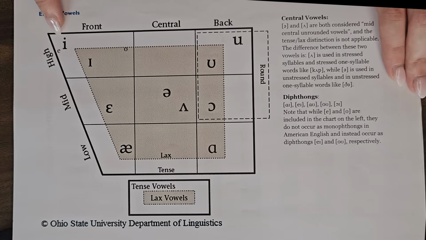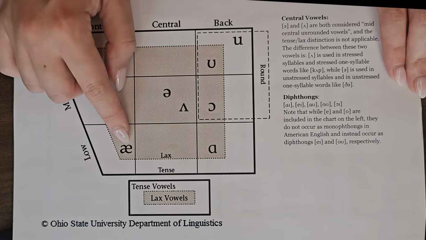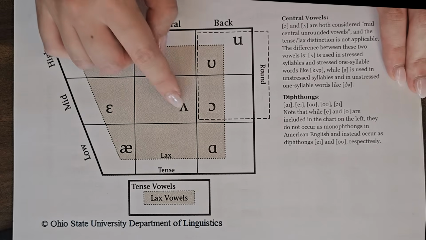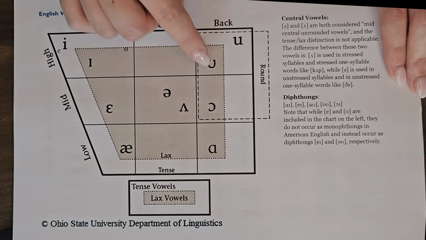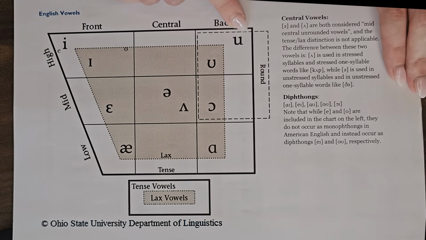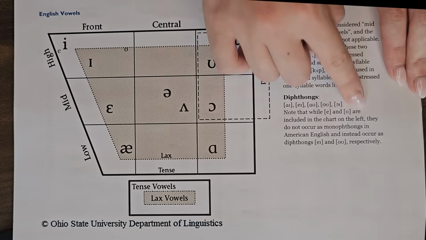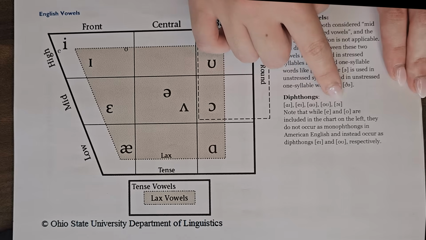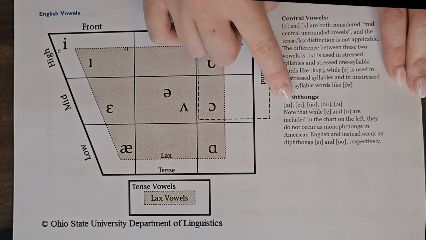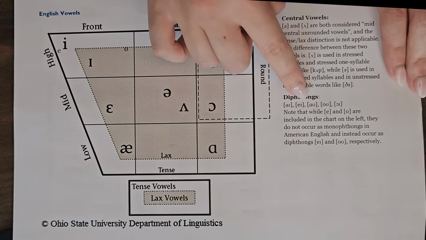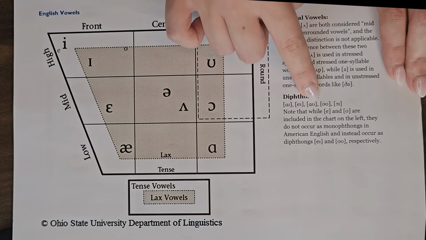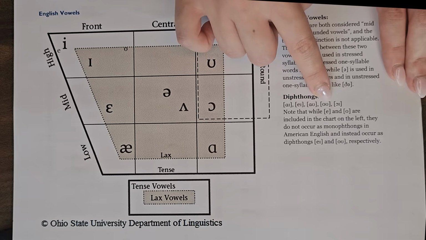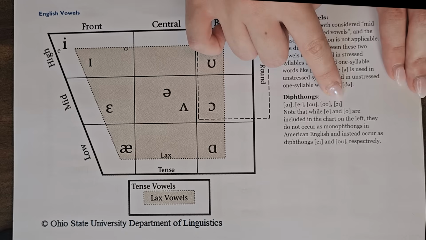So in English, the vowel sounds are E, I, a, e, a, and oo. In addition, we have several diphthongs, I, a, ow, o, and oi, as in boy. So I as in your eye in your face, a as in say, ow as in house, o as in boat, and oi as in boy.